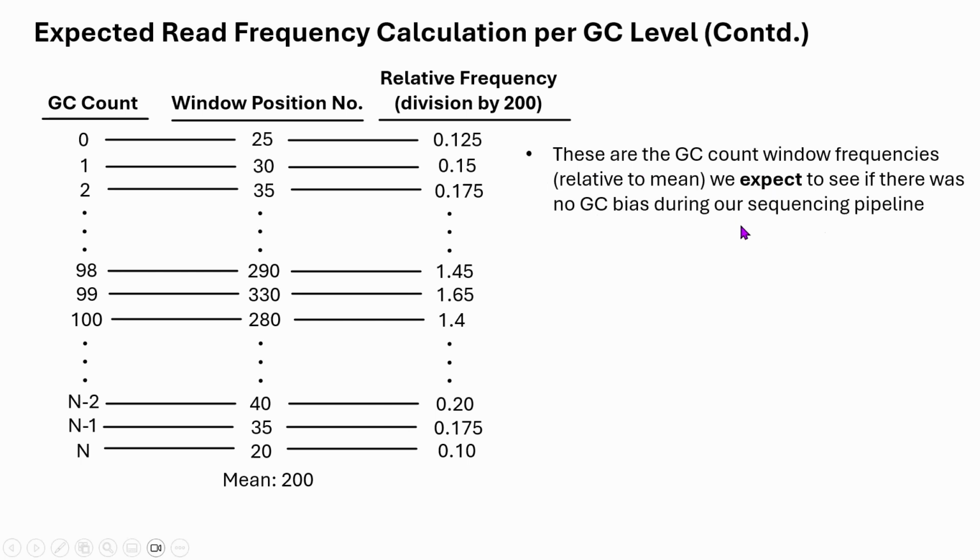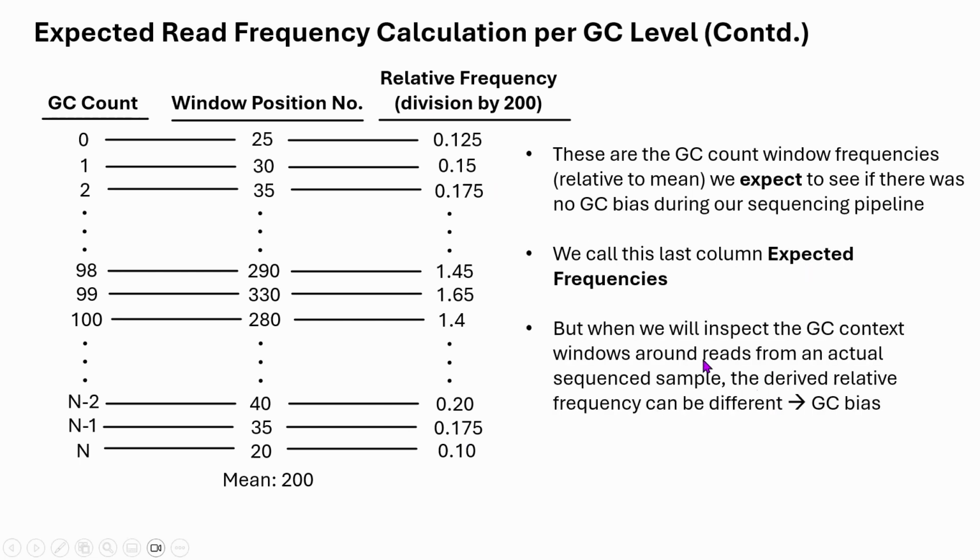Understand that so far we haven't considered any sample. We are simply taking the reference genome and sliding a window across that genome. We are not doing anything else here. There is no sample involved, no sequencing involved. So these are basically the relative frequencies we expect to see, and we can call these expected frequencies. When we inspect the GC context windows around reads from an actual sequenced sample, not from the reference genome, we are going to see that these numbers will change drastically, and that is because of the GC bias. So from now on, we are going to call this last column the expected frequency.